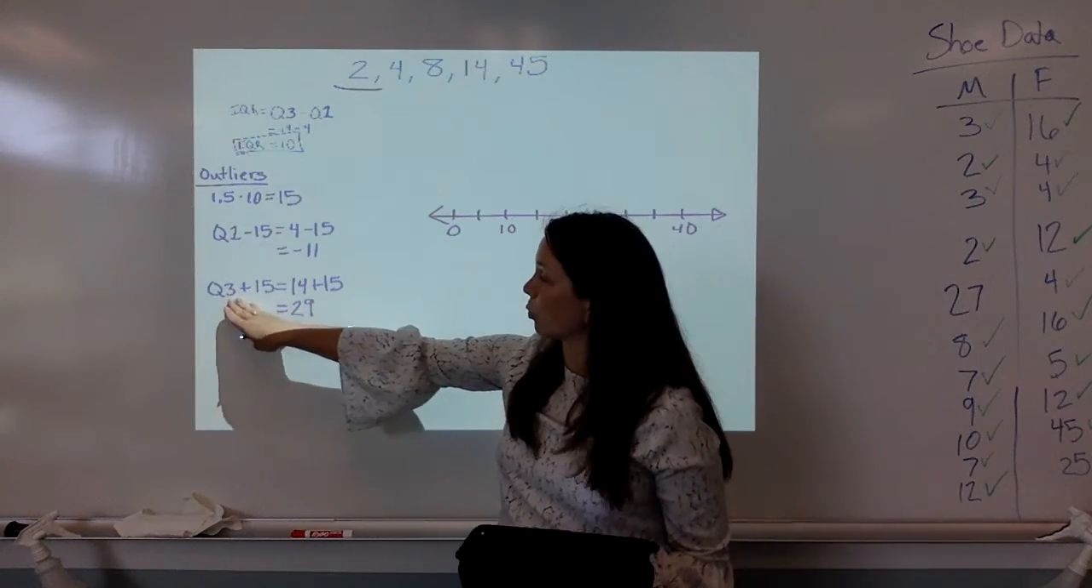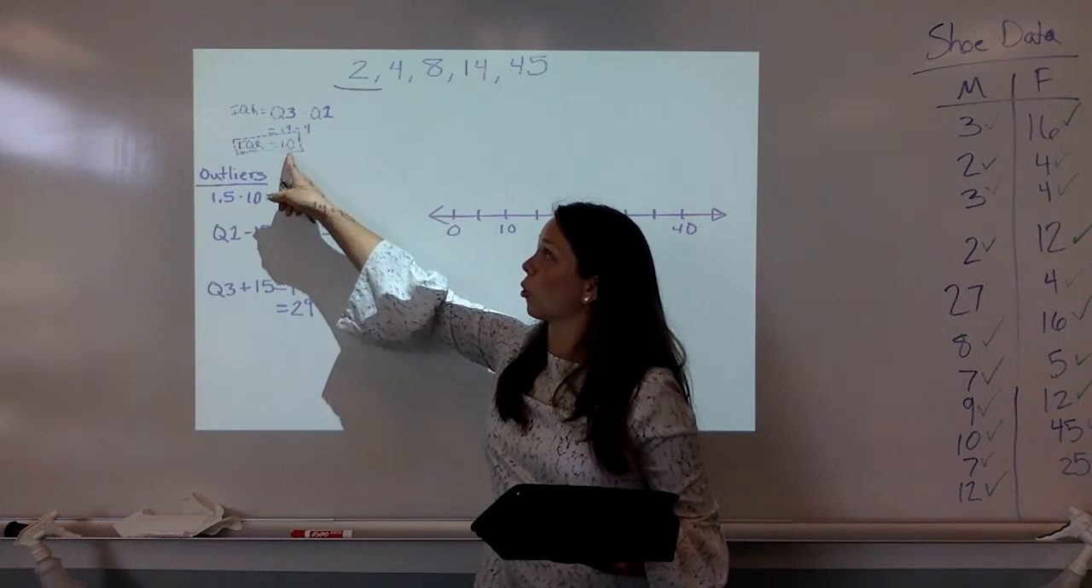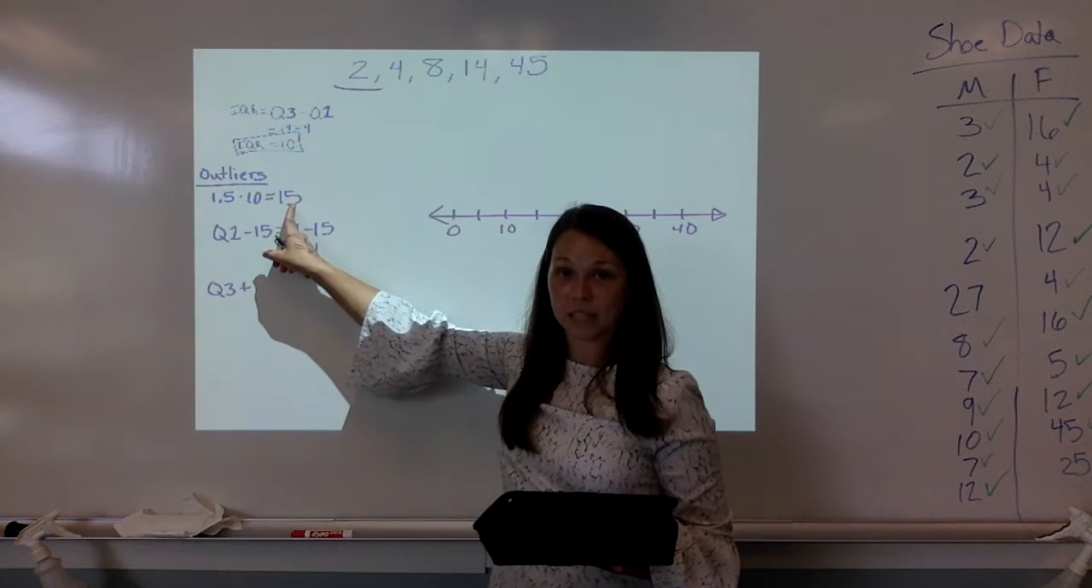When I take Q3 plus the 15, because again, it's 1.5 times your interquartile range, that's where I'm getting the 15 from.